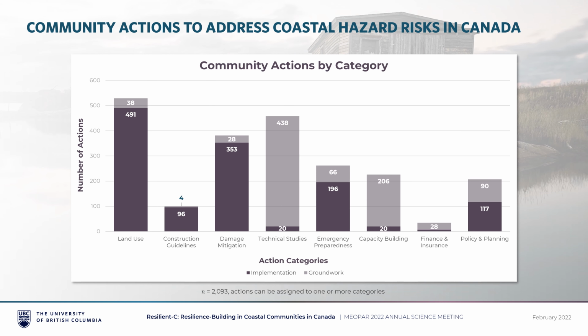We use 8 categories to classify how these actions seek to address hazard risk or community resilience building. Land use approaches are by far the most common, used by nearly all types of communities across all regions of the country. Technical studies, which include hazard and vulnerability assessments, risk mapping, and monitoring efforts, are also very common, again being used by nearly all types of communities across the country. Construction guidelines and finance and insurance options tend to be the least used tools to address coastal hazard risk. Finance and insurance in particular tends to be used by only the largest of communities.